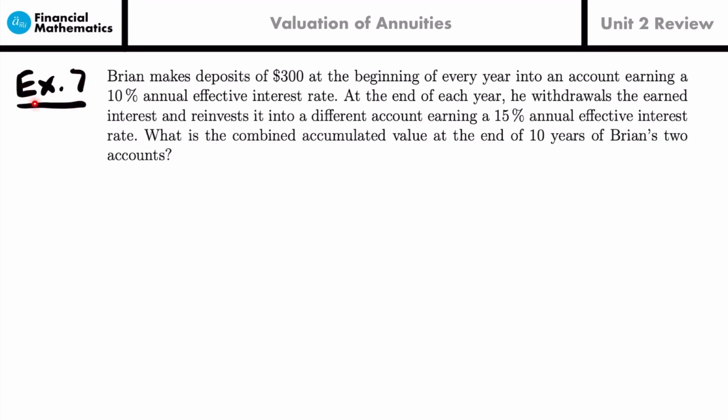All right, so here's our 7th example. We have Brian makes deposits of $300 at the beginning of every year into an account earning a 10% annual effective interest rate. At the end of each year, he withdraws the earned interest and reinvests it into a different account earning a 15% annual effective interest rate. What is the combined accumulated value at the end of 10 years of Brian's two accounts?